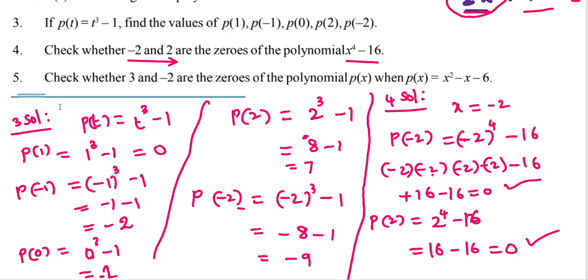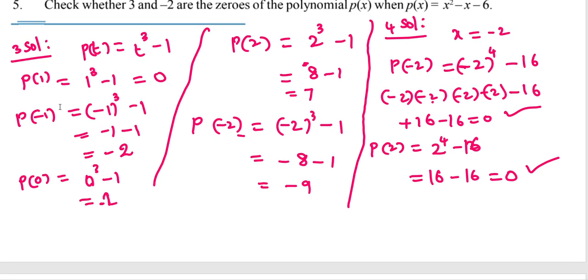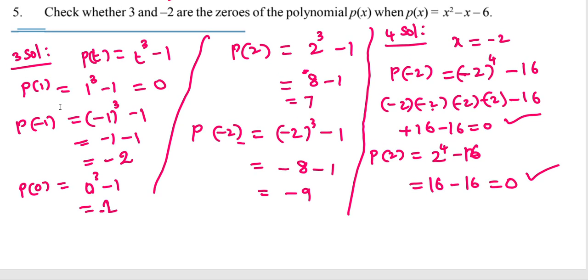Now the last problem. What is given? Check whether 3 and minus 2 are zeros of the polynomial or not. Now look at this problem. Here, write the problem. Fifth problem. Now look at what is given. P of x is equal to x square minus x minus 6.